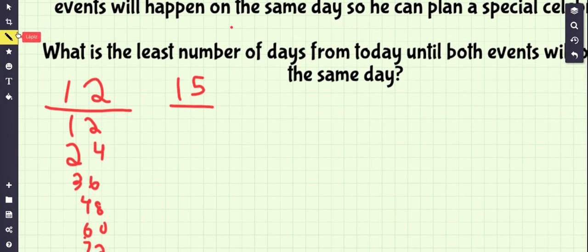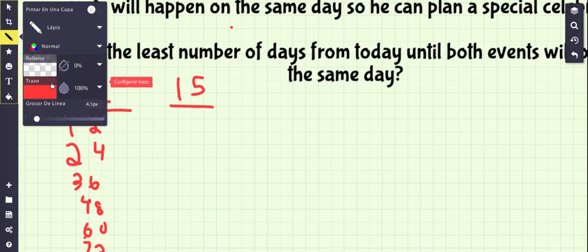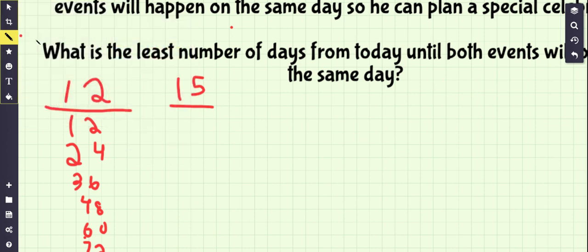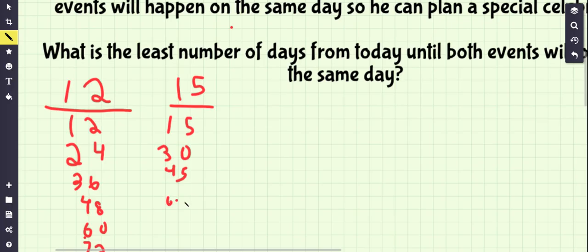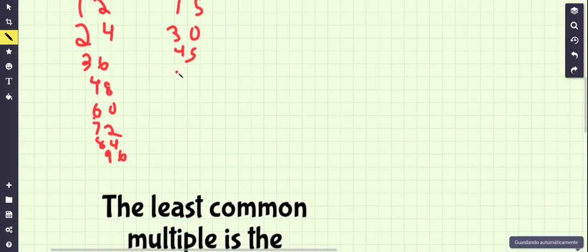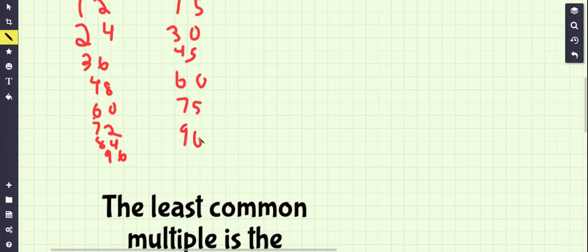These are the multiples for 15. I know that 15 times 1 is 15. 15 times 2 is equal to 30. 15 times 3 is 45. 15 times 4 is equal to 60. I'm sorry if I draw so badly. I'm drawing with the mouse pad, which is really hard. Then we got 75, then 90, 105.